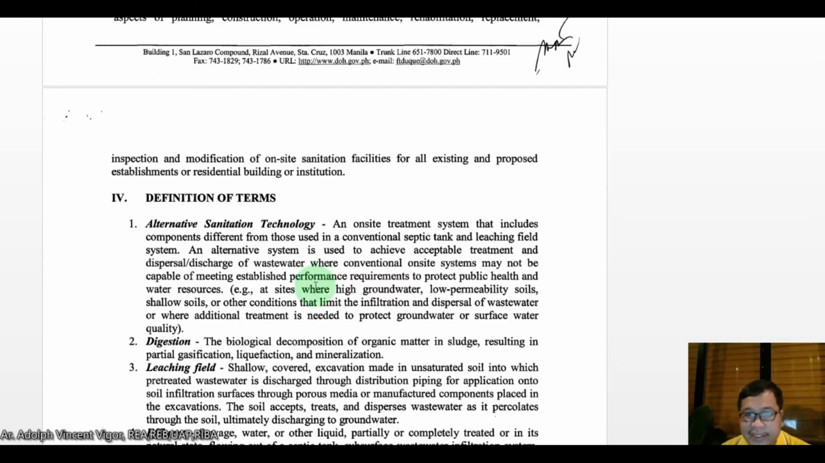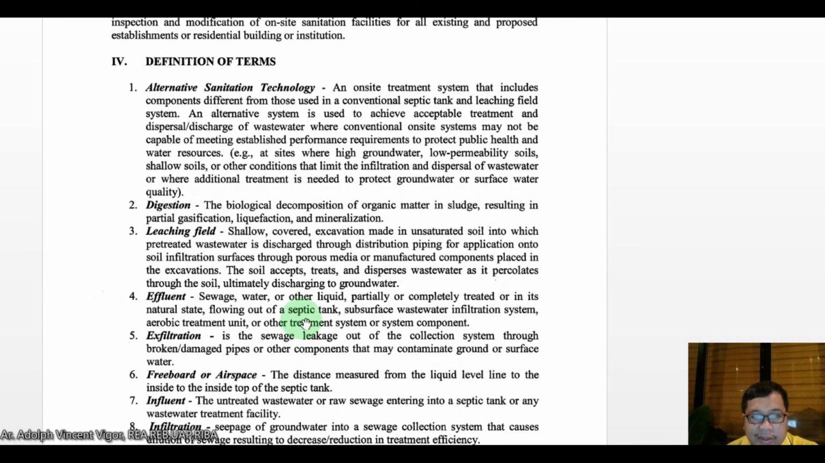So, an alternative system is used to achieve acceptable treatment and dispersal or discharge of wastewater where conventional on-site systems may not be capable of meeting established performance requirements to protect public health and water resources. For example, sites where high groundwater, low permeability soils, shallow soils, or other conditions that limit the infiltration and dispersal of wastewater, or where additional treatment is needed to protect groundwater or surface water quality.